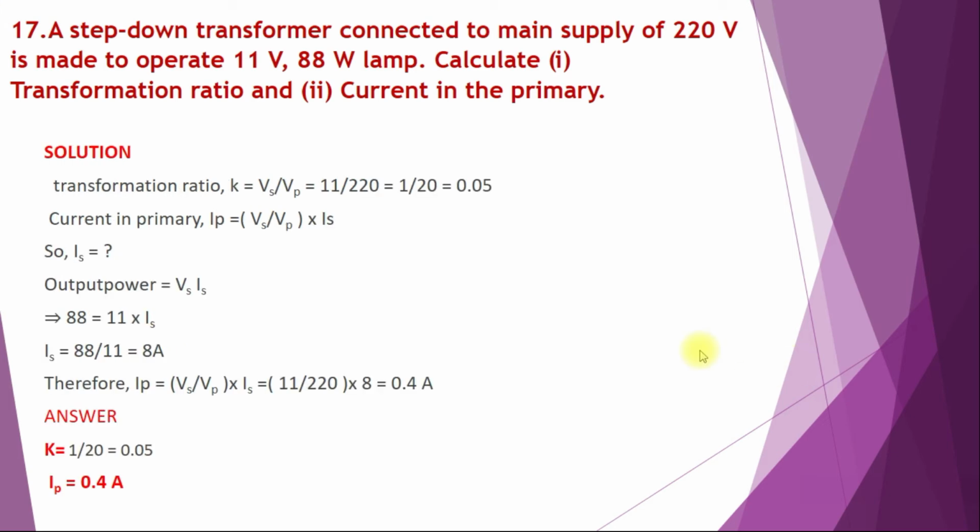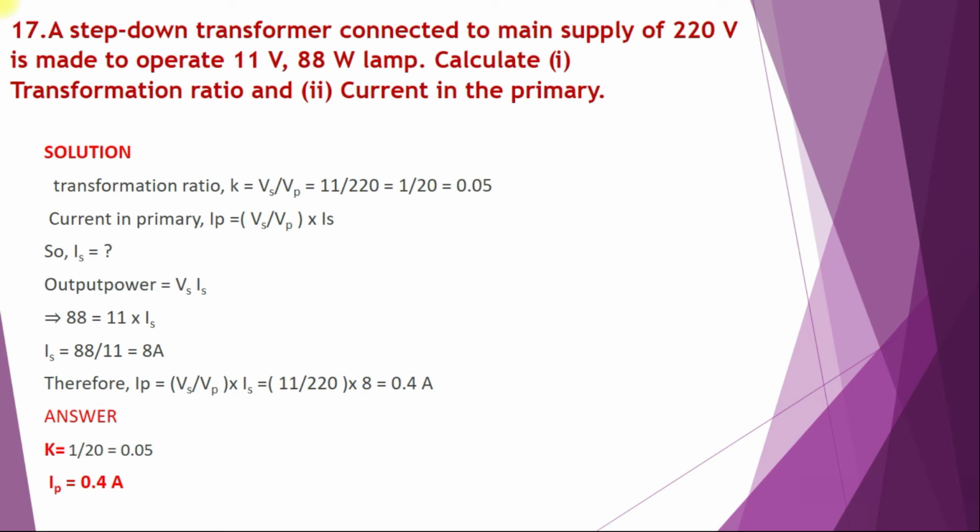So the solution starts with the transformation ratio equation. K is equal to Vs by Vp, which is equal to 11 by 220, which is equal to 1 divided by 20, which is 0.05. The current in the primary Ip is equal to Vs by Vp into Is. So first let us find Is. After that we will substitute in this equation to get the value of Ip.